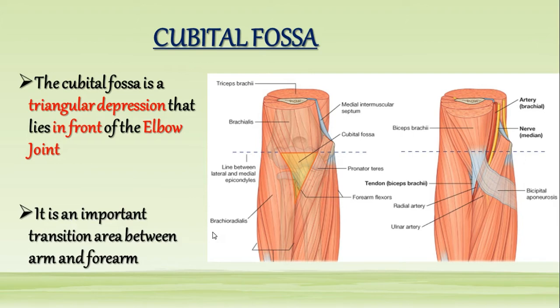So, Bismillahirrahmanirrahim. The cubital fossa is a triangular depression that lies in front of the elbow joint. When the elbow joint is extended, a triangular depressed area can be observed. This triangular area is called the cubital fossa. The cubital fossa is an important transition area through which the nerves and the vessels enter into the forearm from the arm.